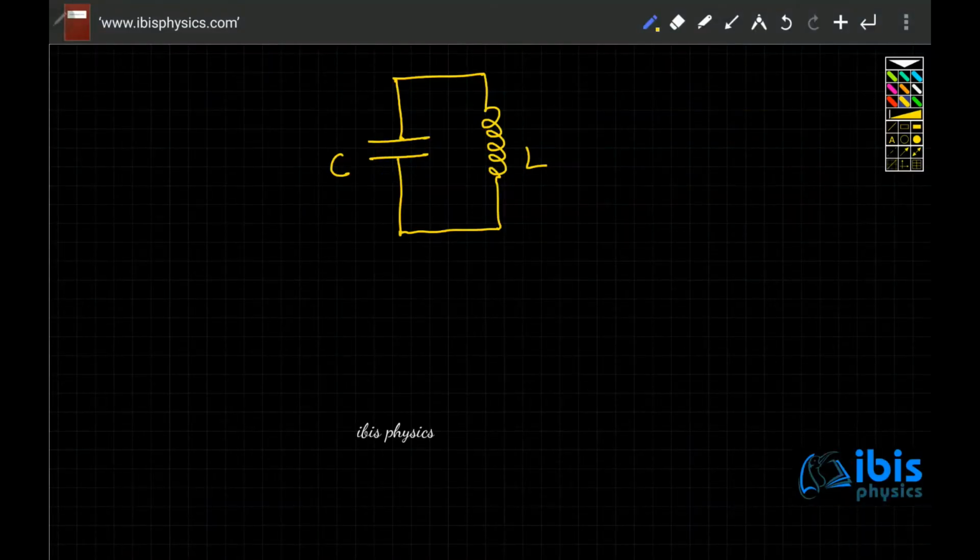See, this is an LC circuit, and in the LC circuit, total energy at any instant is energy stored in the capacitor plus energy stored in the inductor. That is equal to total energy.